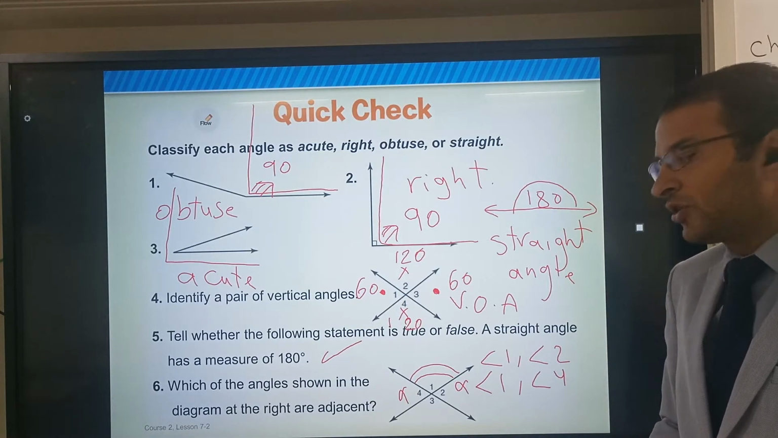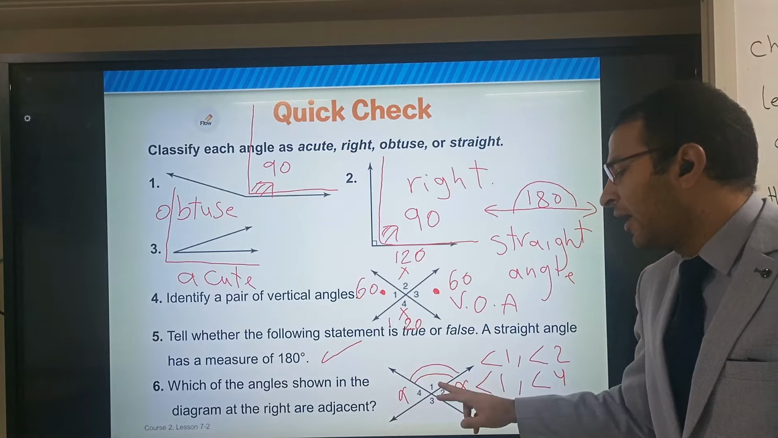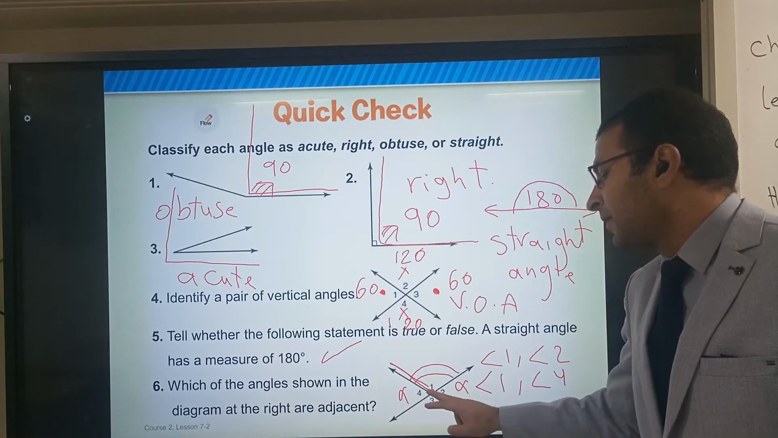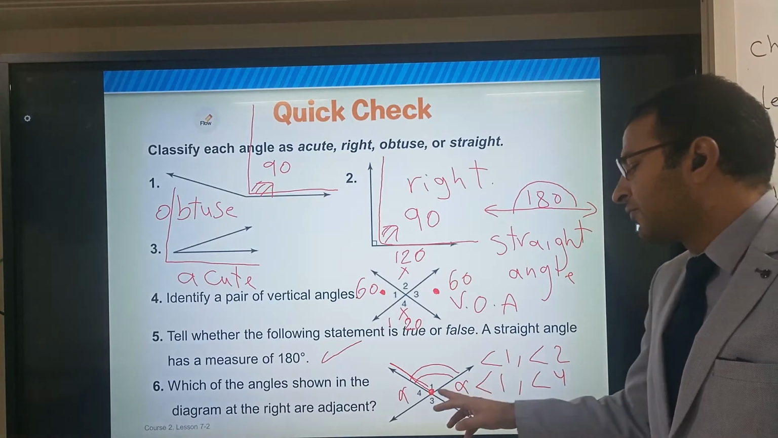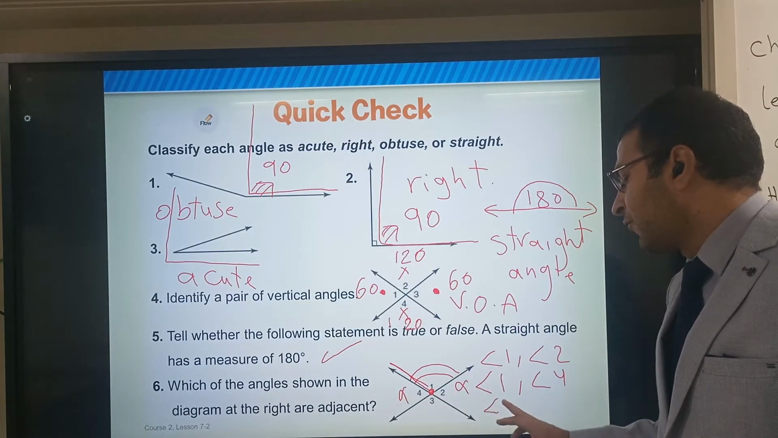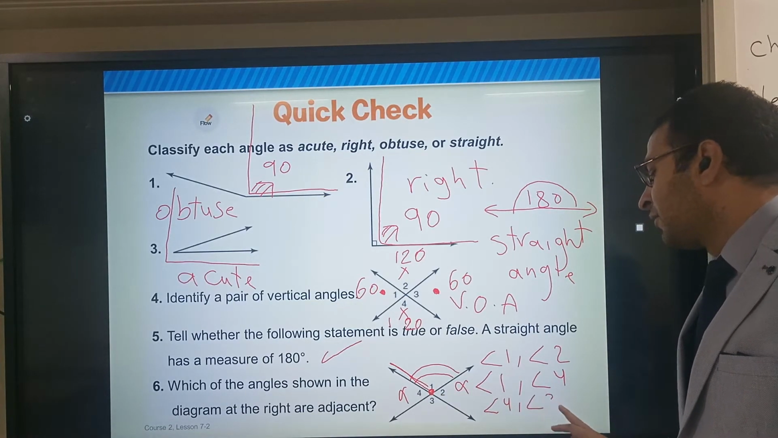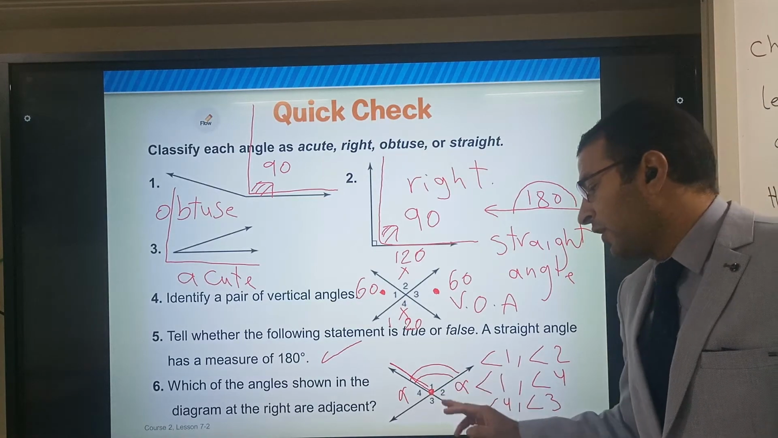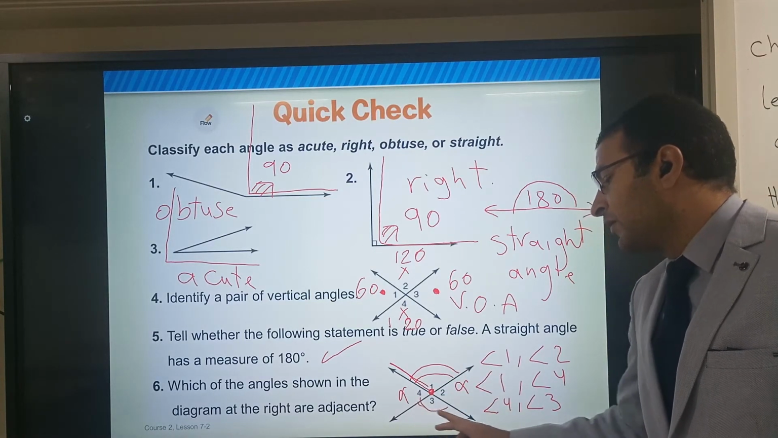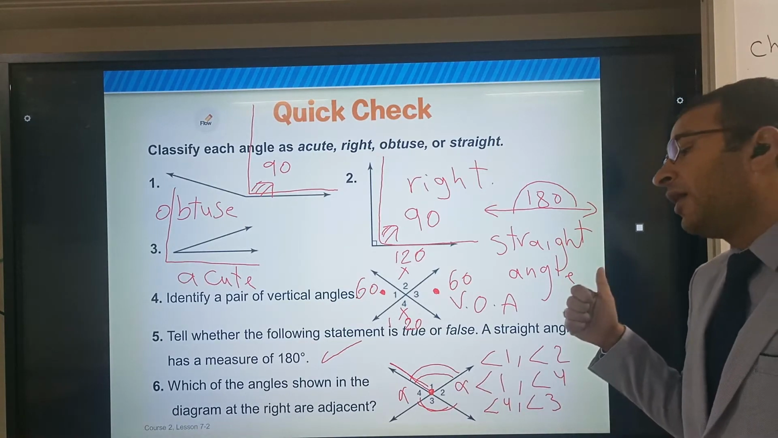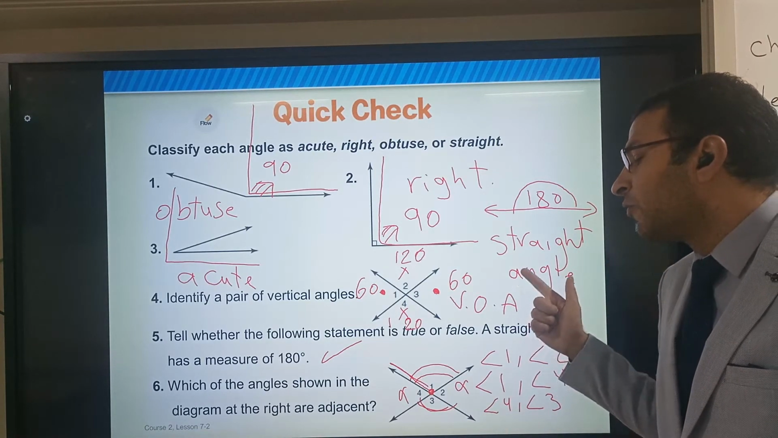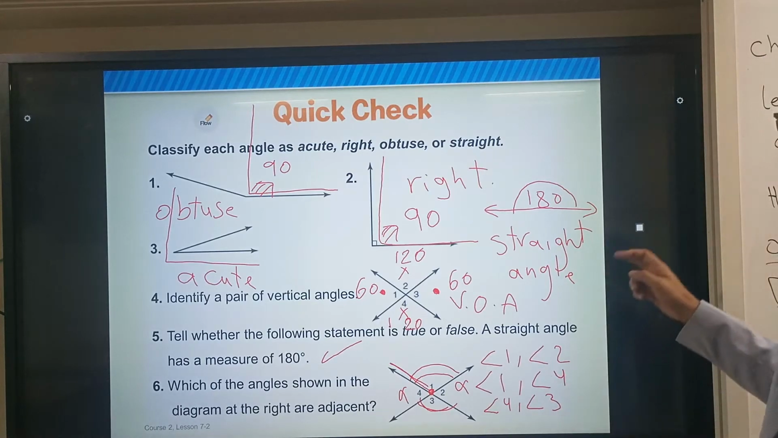Why do I call them adjacent angles? Because they have a common side and a common vertex, and the outer arms are in different directions. After that I have angle 4 and angle 3. This and this. The pair of angles here are adjacent because we have a common side and the outer arms are in different directions.